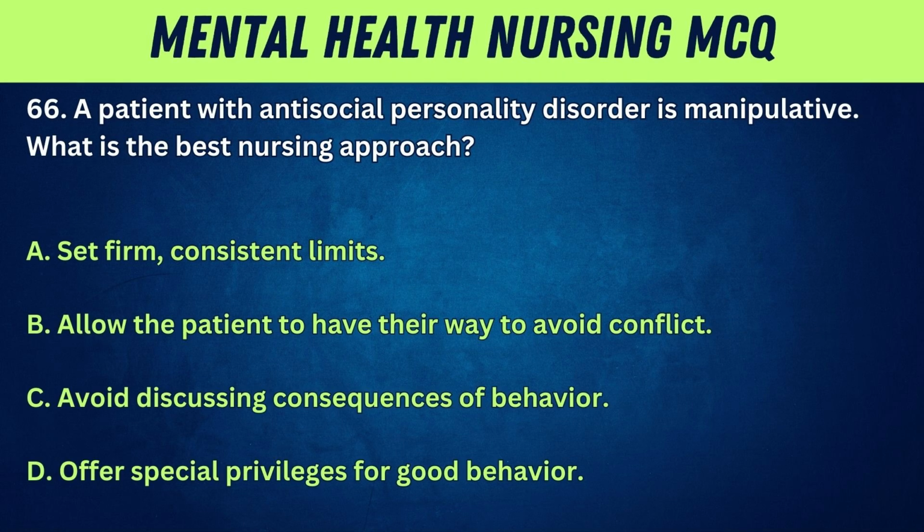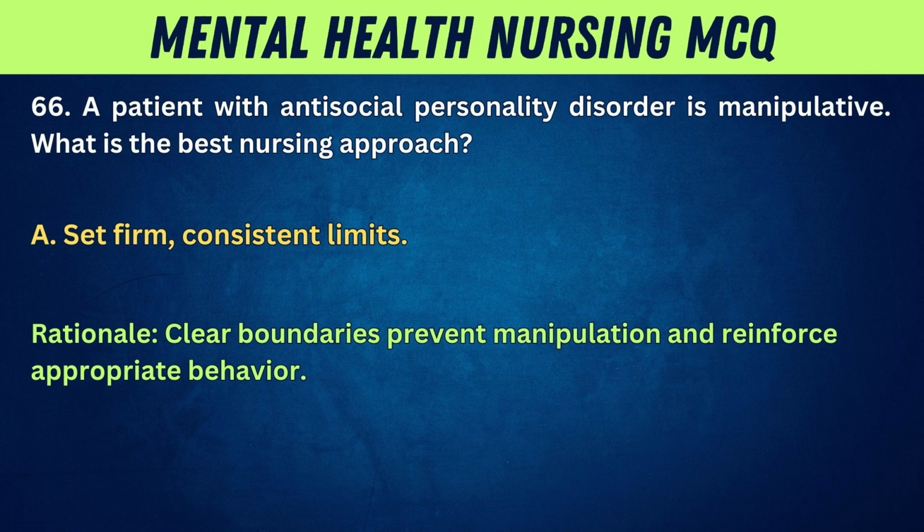66. A patient with antisocial personality disorder is manipulative. What is the best nursing approach? A. Set firm, consistent limits. B. Allow the patient to have their way to avoid conflict. C. Avoid discussing consequences of behavior. D. Offer special privileges for good behavior. Answer: A. Set firm, consistent limits. Rationale: clear boundaries prevent manipulation and reinforce appropriate behavior.